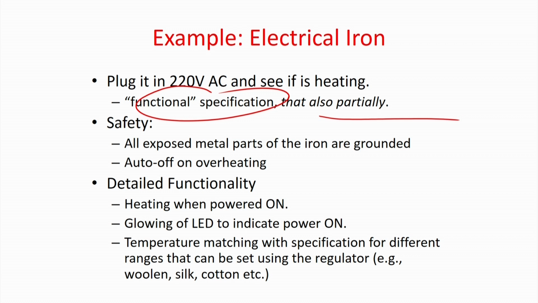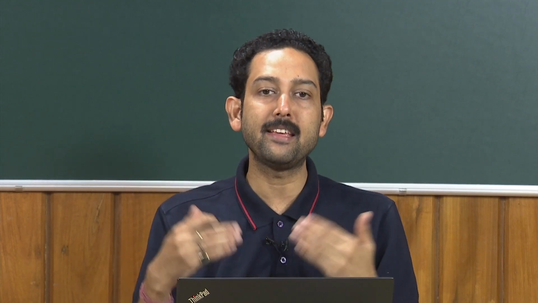Maybe you are purchasing a very cheap iron, and only this amount of test will be done before it is sold to the customer. If you go to a slightly higher version, then people will also check whether all the parts of the iron are electrically grounded, so there is no chance of electrical shocks, and so on. Then you also check the thermostat. Detailed functionalities are rarely tested at that level: if there is a thermostat, you have different temperatures for silk and different types of clothes, and whether the temperature range is maintained for everything.